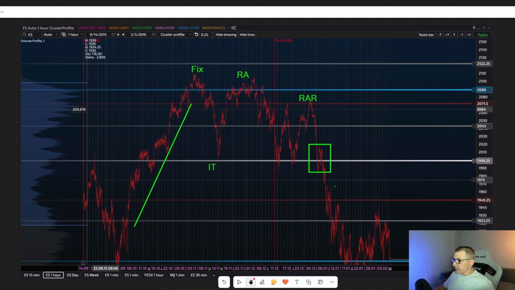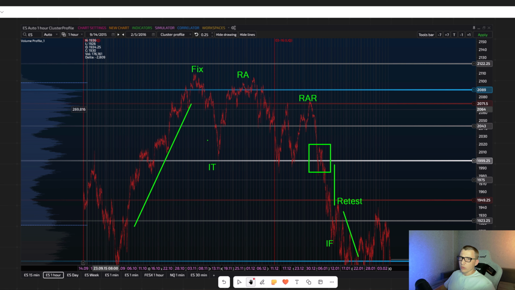Then we see repositioning. Then we see initial fill, then we see retest and move continuation. Okay, once again, we have an impulse, then we have a fix.